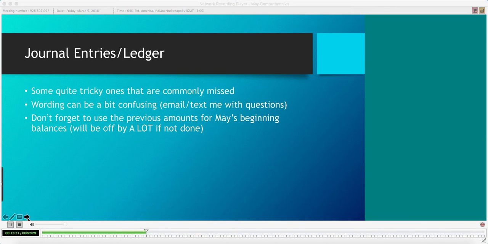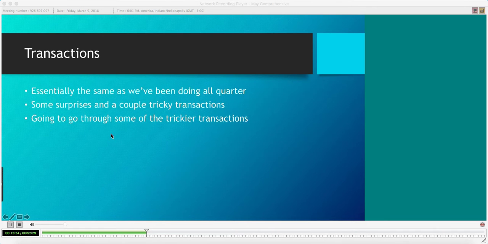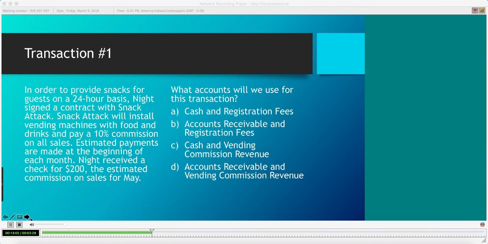So quick tip. Again, transactions, essentially the same. Since week 4, it's pretty much the same thing with the journal entries. Nothing out of the ordinary. There is one that people consistently mess up. The other 6 that we're going to go over are ones that are most consistently missed. And again, if you send me your file to look at it, I'll tell you which ones are wrong and point you towards the right direction. So it's not as if I'm not here to help.